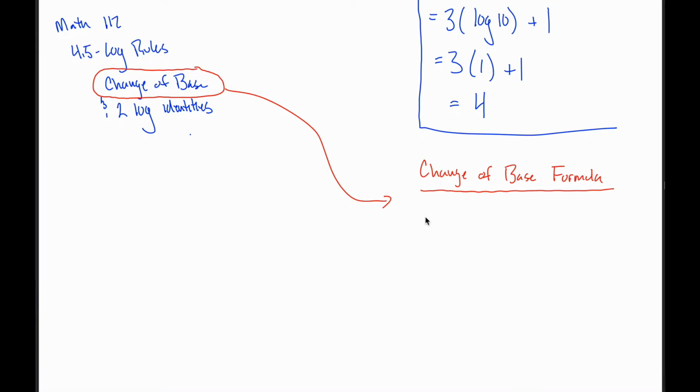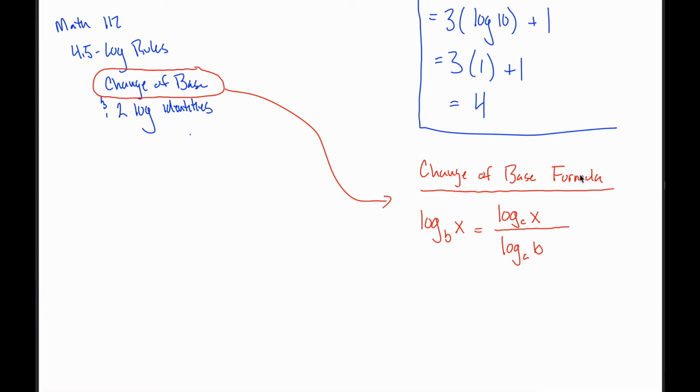First, let me give you the formal statement of the change of base formula. It says that if you have the log base b of x for any base b, and you want the base to be different, let's say, I don't know, c maybe, well, you can rewrite this as the quotient of two different logs that both have the base c. What you have to do is take the argument for this log and make that the argument for the numerator, and then you have to take the base over here and make that the argument for the denominator.